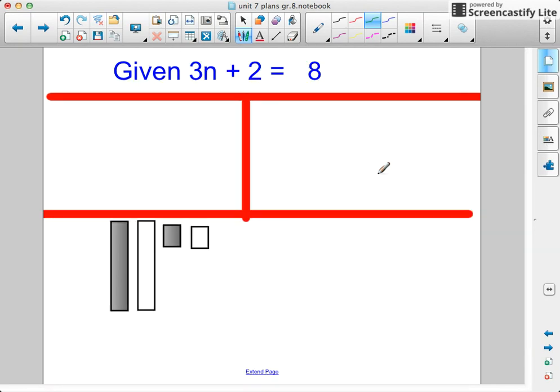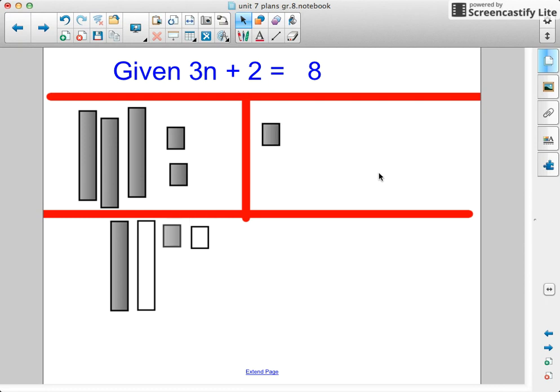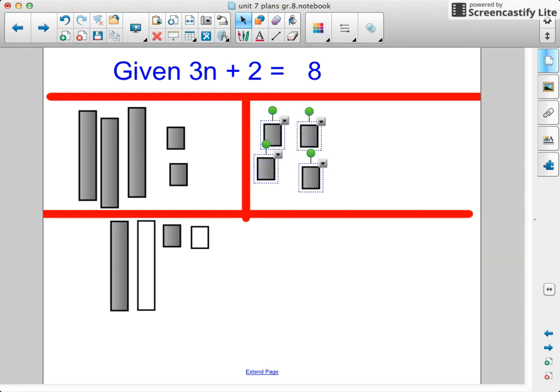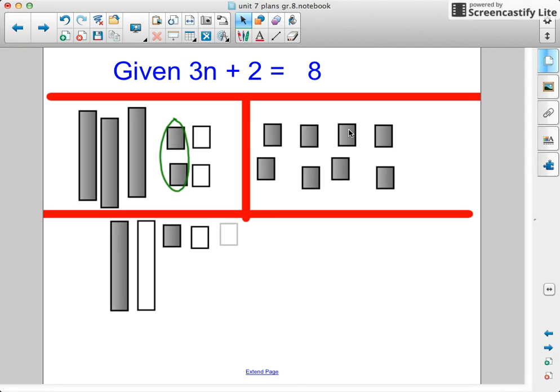Okay, let's do 3n plus 2 equals 8. So 3n plus 2 equals 8. All right, now I need to isolate my variables and my constants. So I need to get rid of these two constants. So to do 0 pairs, I'm going to add 2 negatives. Okay, that would cancel those out. But if I do that, I have to add 2 negatives over here. Okay, now I can cancel these out. So get rid of those.